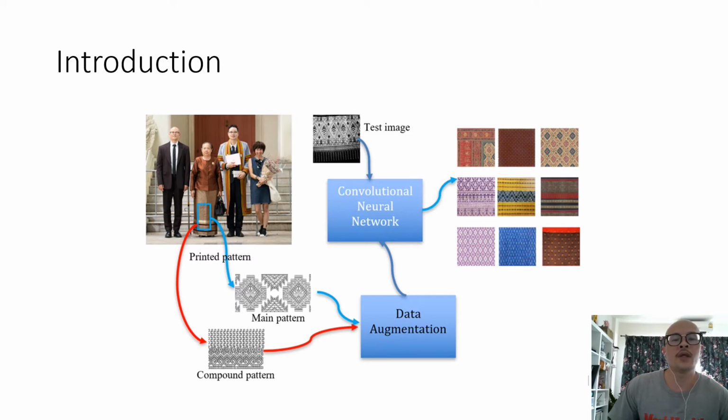As you can see from the abstract illustration, the printed pattern will be divided into main pattern and compound pattern. Both patterns will have their amount of data increased using the data augmentation process. The result of the data augmentation process will be passed to train the CNN. For the testing process, we crop and pre-process the test image from Google and use it for the classification process. The result will be shown in the classification result that goes into the class of the fabric pattern.